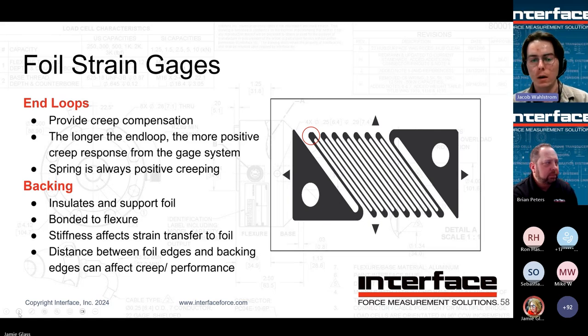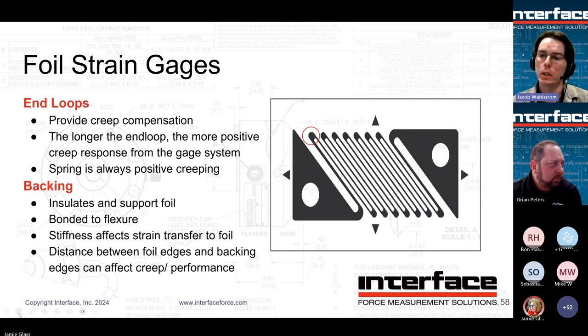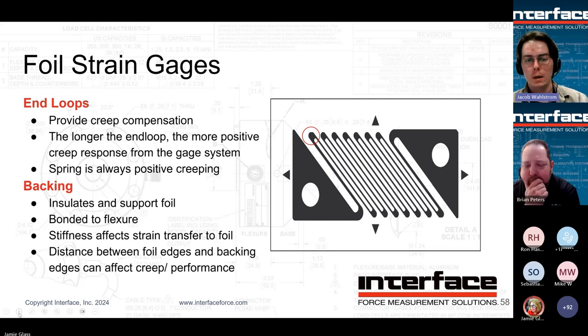And then the backing is also pretty important when it comes to creep compensation. That's what's transferring all the strains from your flexure into your foil, which is changing its resistance and leading to your output. One other interesting aspect too is the distance from the foil edges or the end loops to the edge where the gauge is cut. If it's too short, it can basically act like a different end loop. So next slide, please.